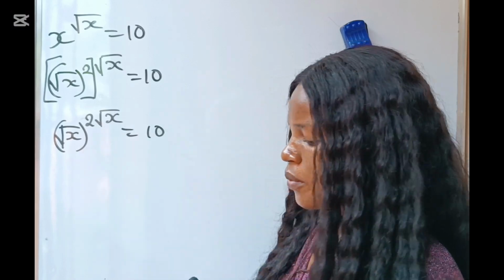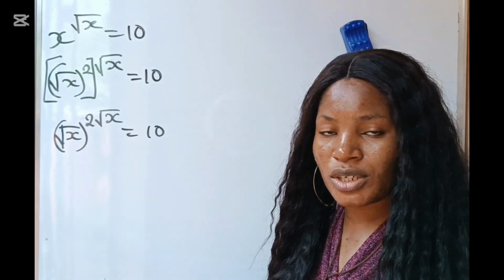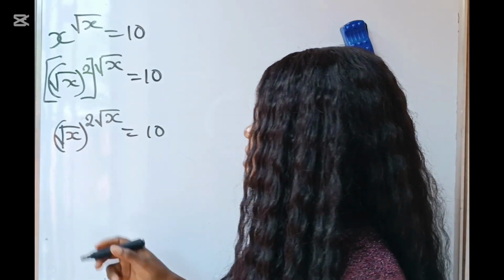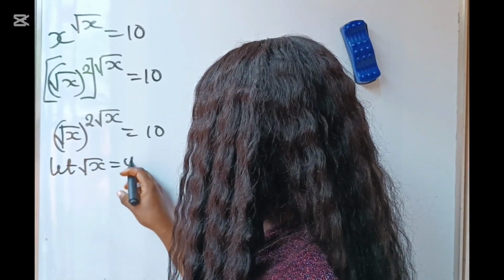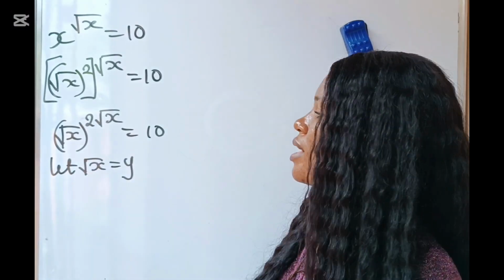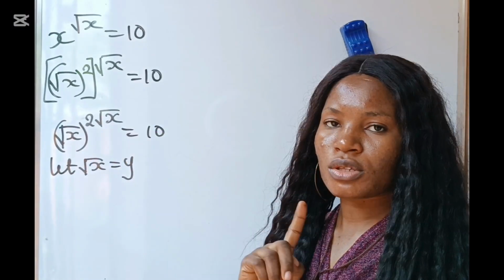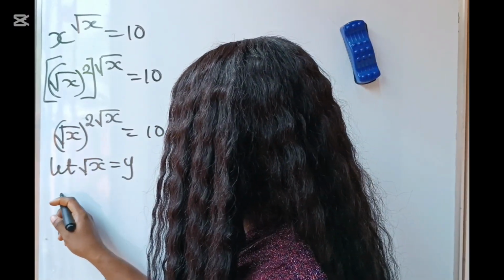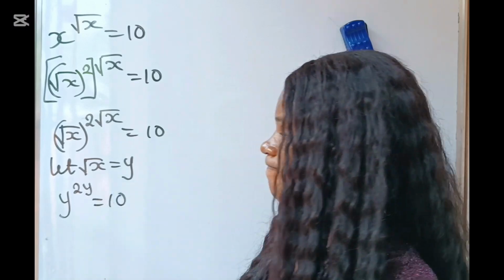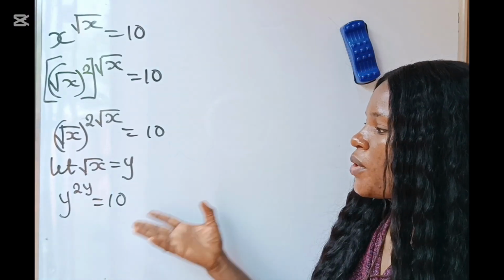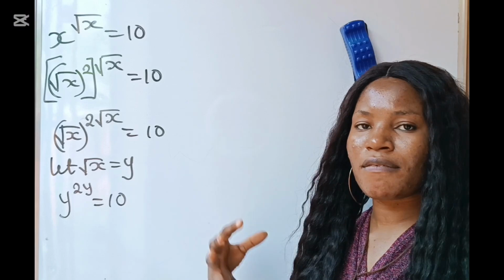Now we have root x here, we have root x there. We can actually simplify the equation by saying let square root of x be equal to y. So if we say that, this equation automatically becomes y raised to the power of 2y is equal to 10. So you can see that the power contains our variable.